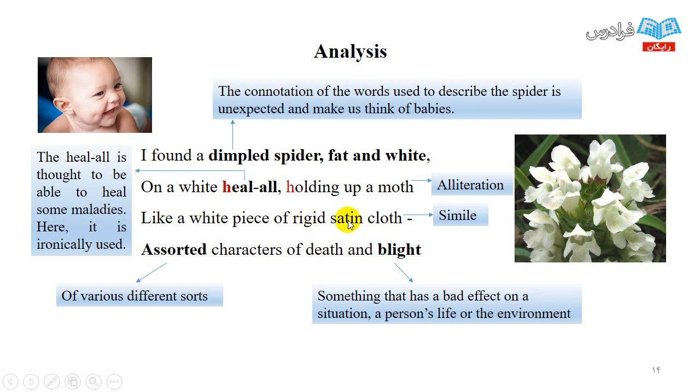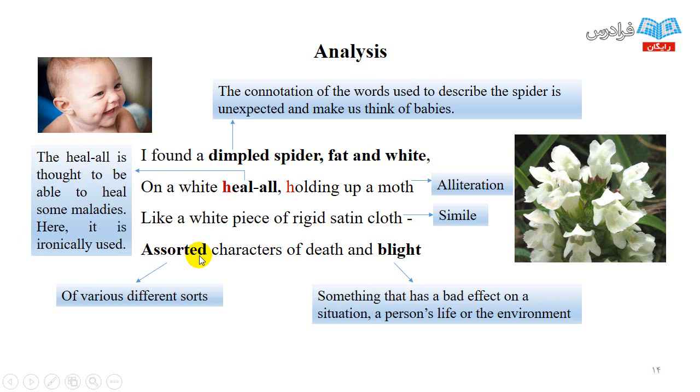The word satin describes the moth as smooth and flexible. The word satin connotes beauty and fragility. The moth, which is fragile and beautiful, has been killed and its dead body is rigid. The spider, the moth, and the halo are assorted characters of death and blight. These characters are assorted or prearranged to be associated with death and blight.